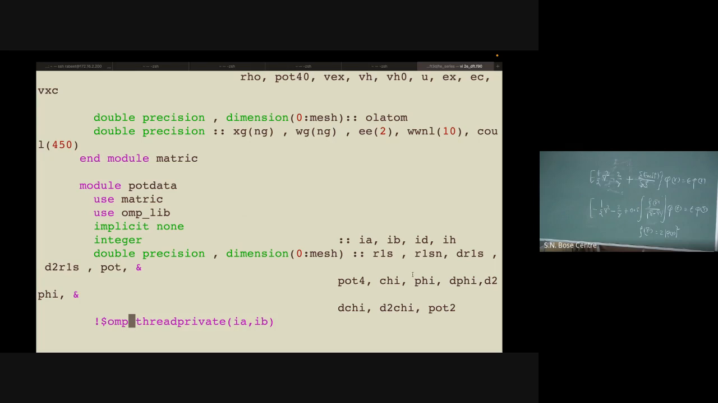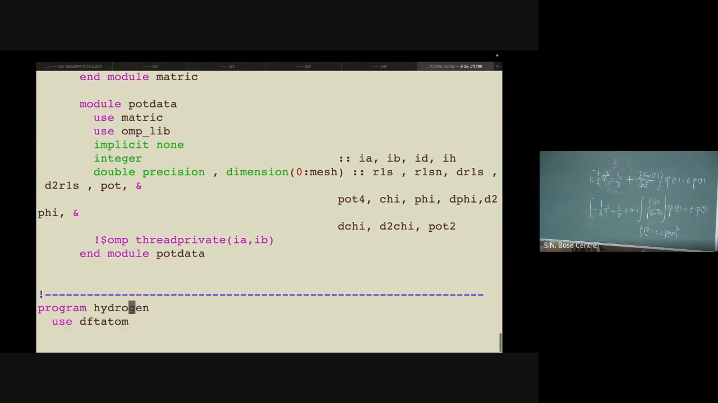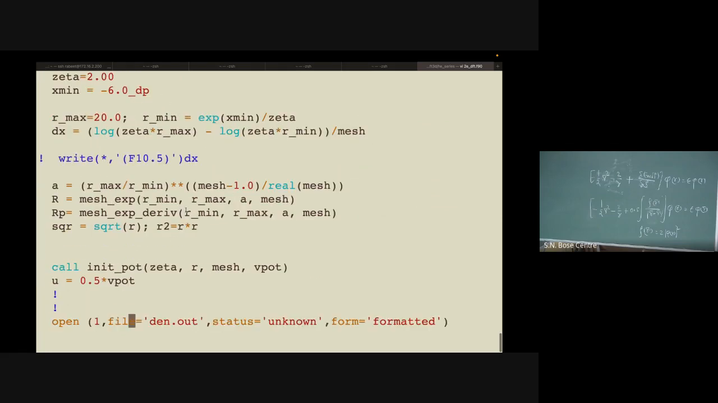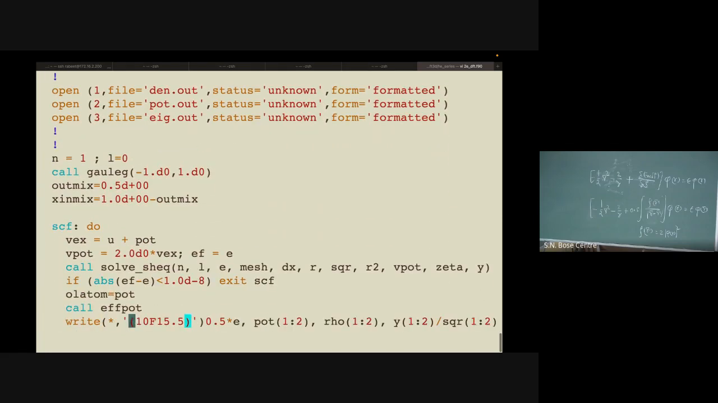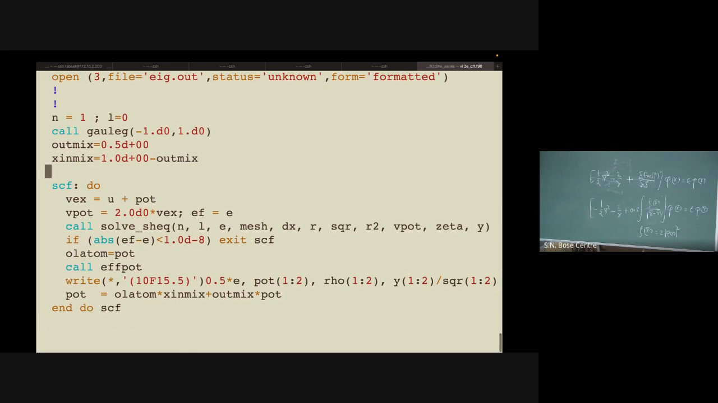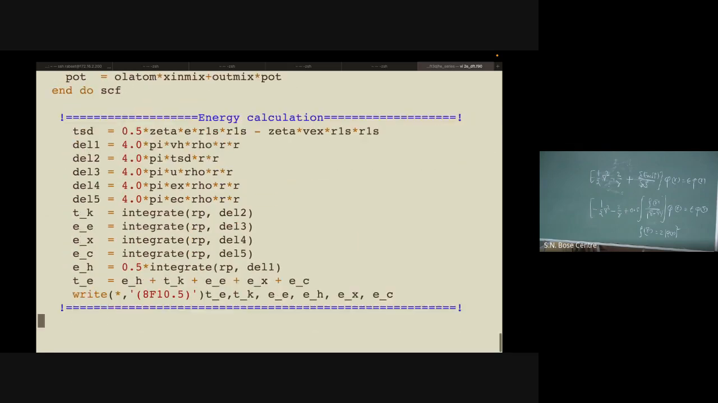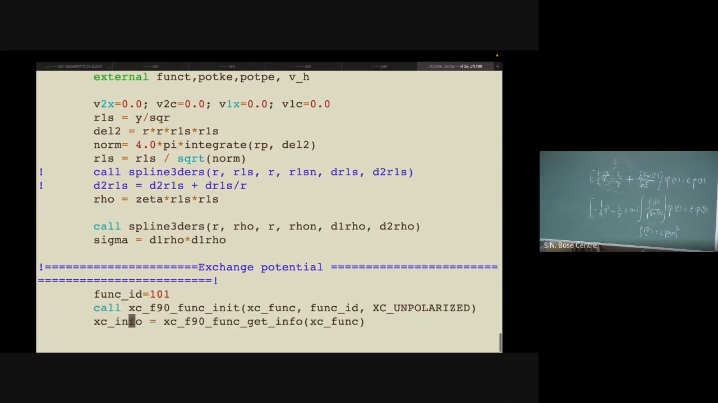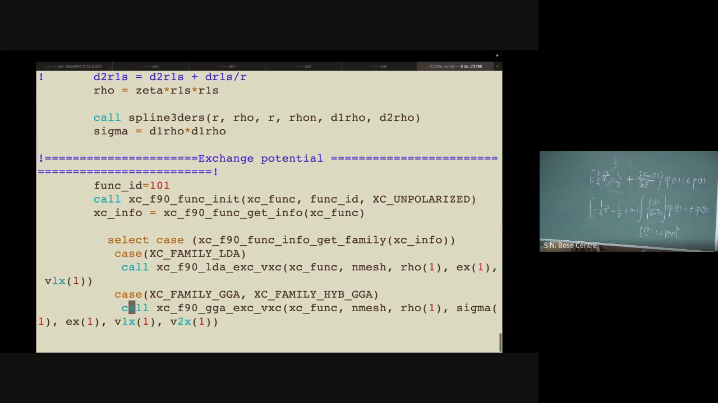I'll show you that module. Import Hartree data. This one. So whenever you call the effective potential, your Hartree potential will get updated. And this is at the same place where we were writing 0.5 times the Hartree potential. I'll show you how we are calculating it. So here I'm using libxc to calculate the exchange correlation.